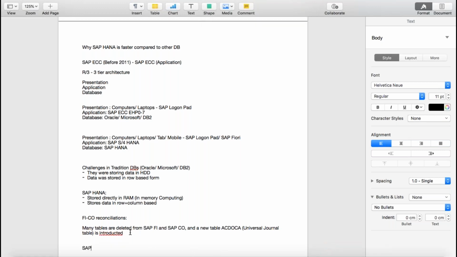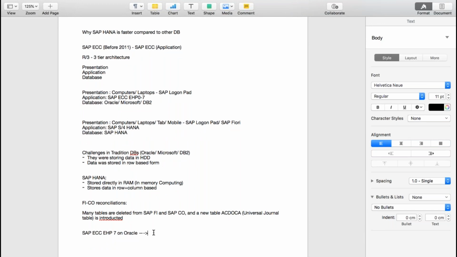Let's say I'm using SAP ECC EHP 7 today on Oracle database. This is my starting point. Now, what exactly do you want to perform: upgrade your database or upgrade your system application? If I talk only about database upgrade, then from SAP ECC EHP 7 on Oracle, you will be migrated to SAP ECC EHP 7 on HANA, which is nothing but Suite on HANA, SoH.